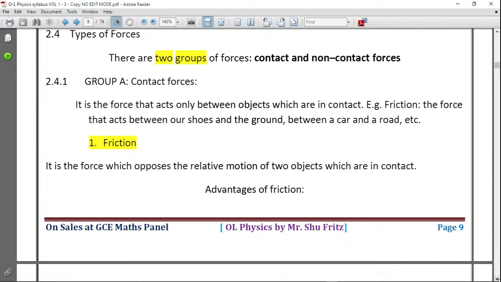Even tension is another contact force. The object should be in contact for friction to act.